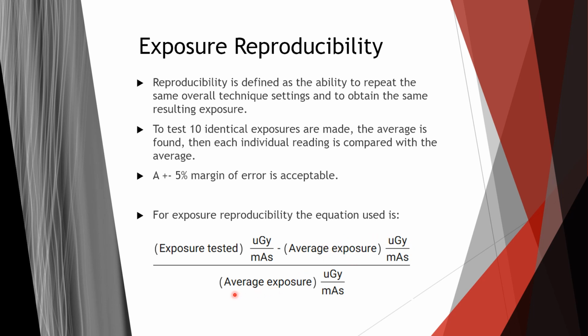Then we take the exposure tested and find the difference from the average, and then we divide it by the average exposure. And that should be within 5%.